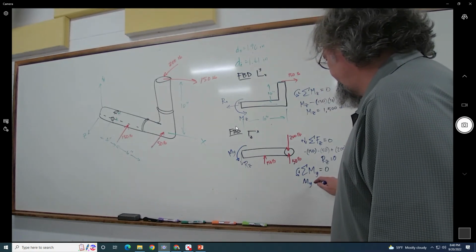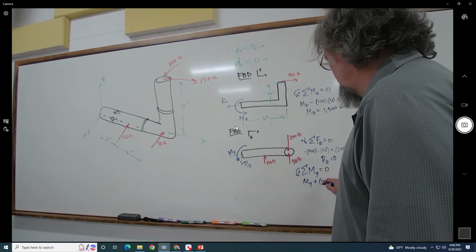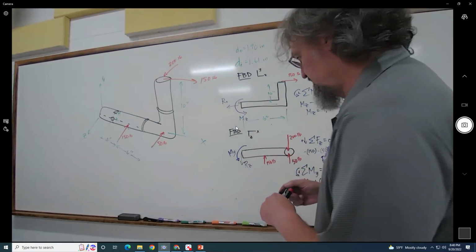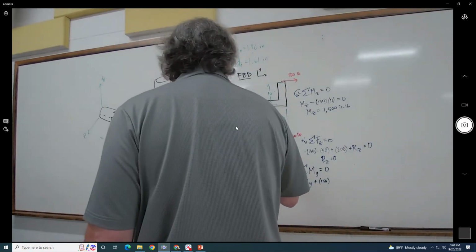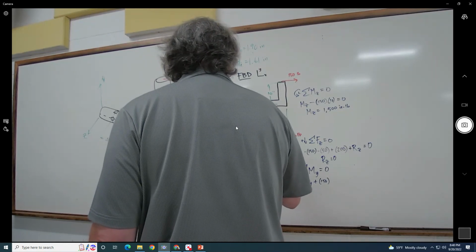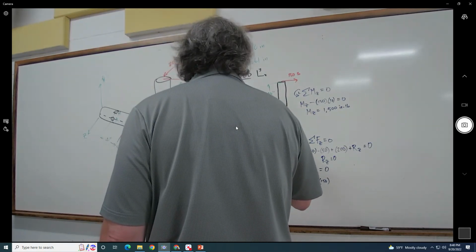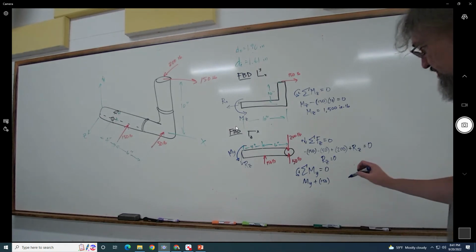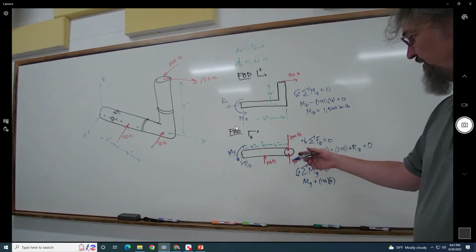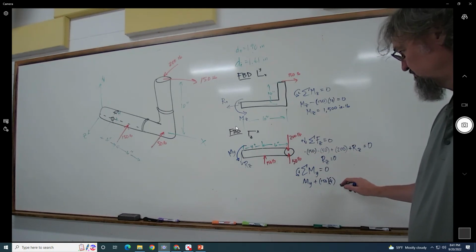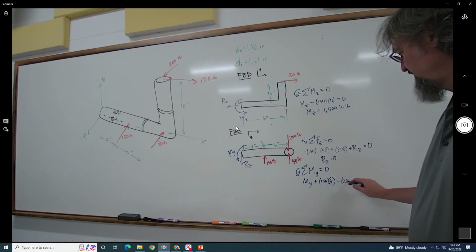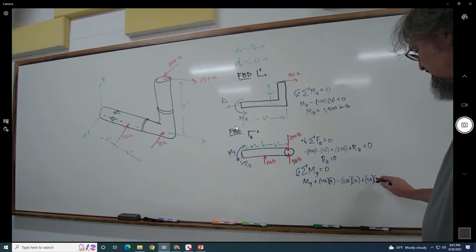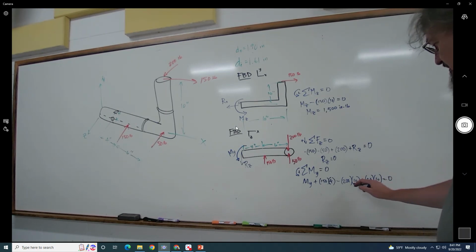And we'll have a positive 150 times, we didn't dimension this off, but it's going to be 4 inches here, and it's going to be 6 inches here. So that's going to be times the 4 inches. And if you want to be 100% accurate, you would go minus 200 times 10, and then you go plus 50 times 10. But we just know that that's going to be.